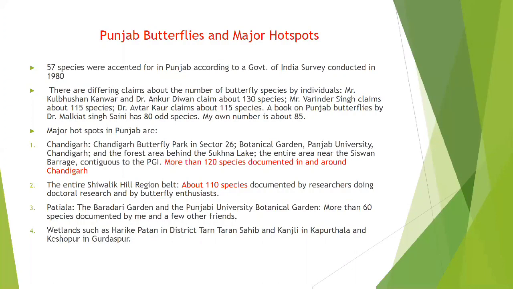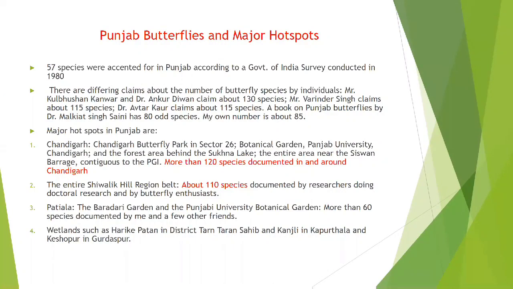The major hotspots in Punjab are, number one, Chandigarh and the nearby areas. In Chandigarh, we have the only butterfly park in India, and Punjab is in Chandigarh. Then we have the Botanical Garden, Punjab University, Chandigarh, and the forest area behind the Sukhna Lake and Saketri. The entire area near the Sisva Barrage, contiguous to the PGI. More than 120 species are documented in and around the Chandigarh area. This is what the claims are.